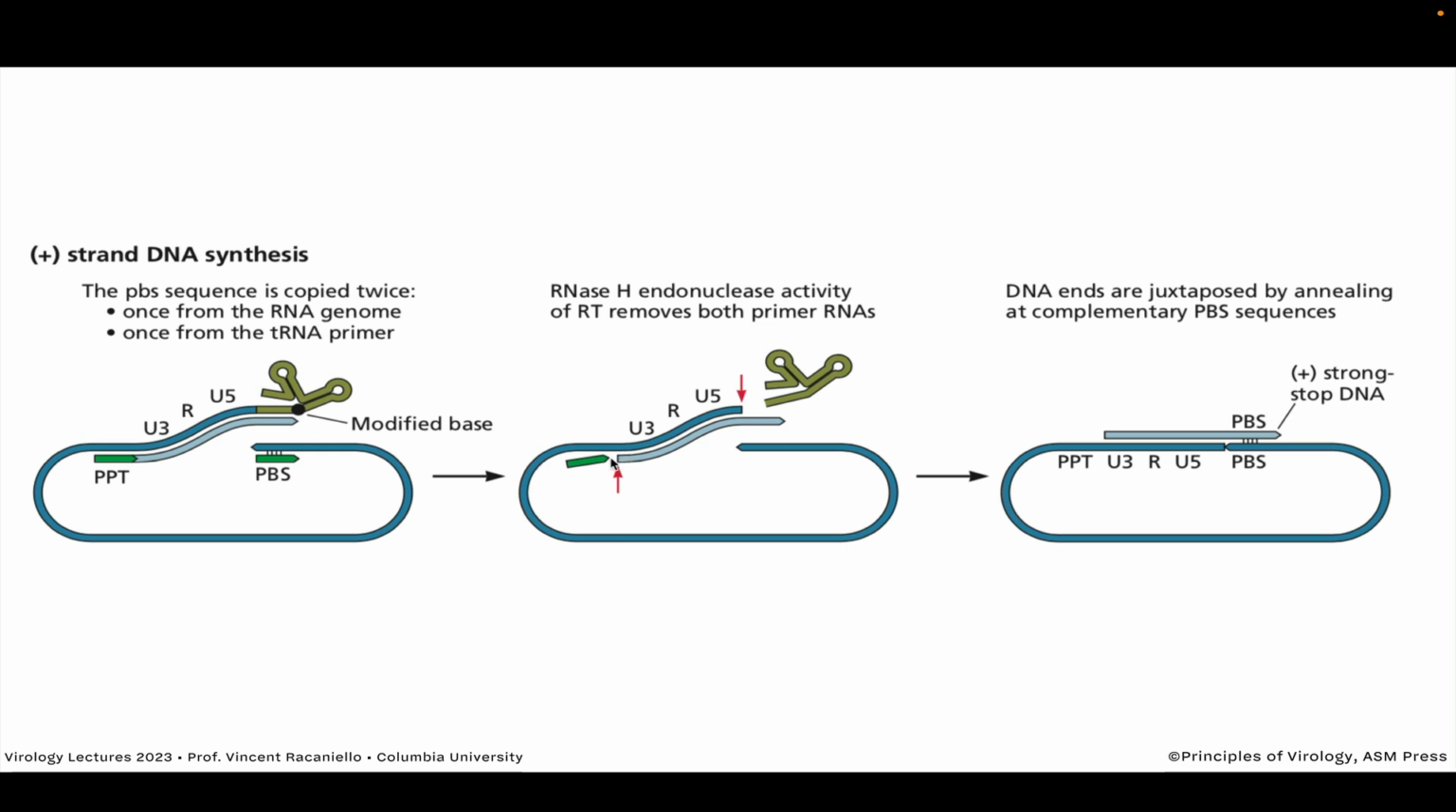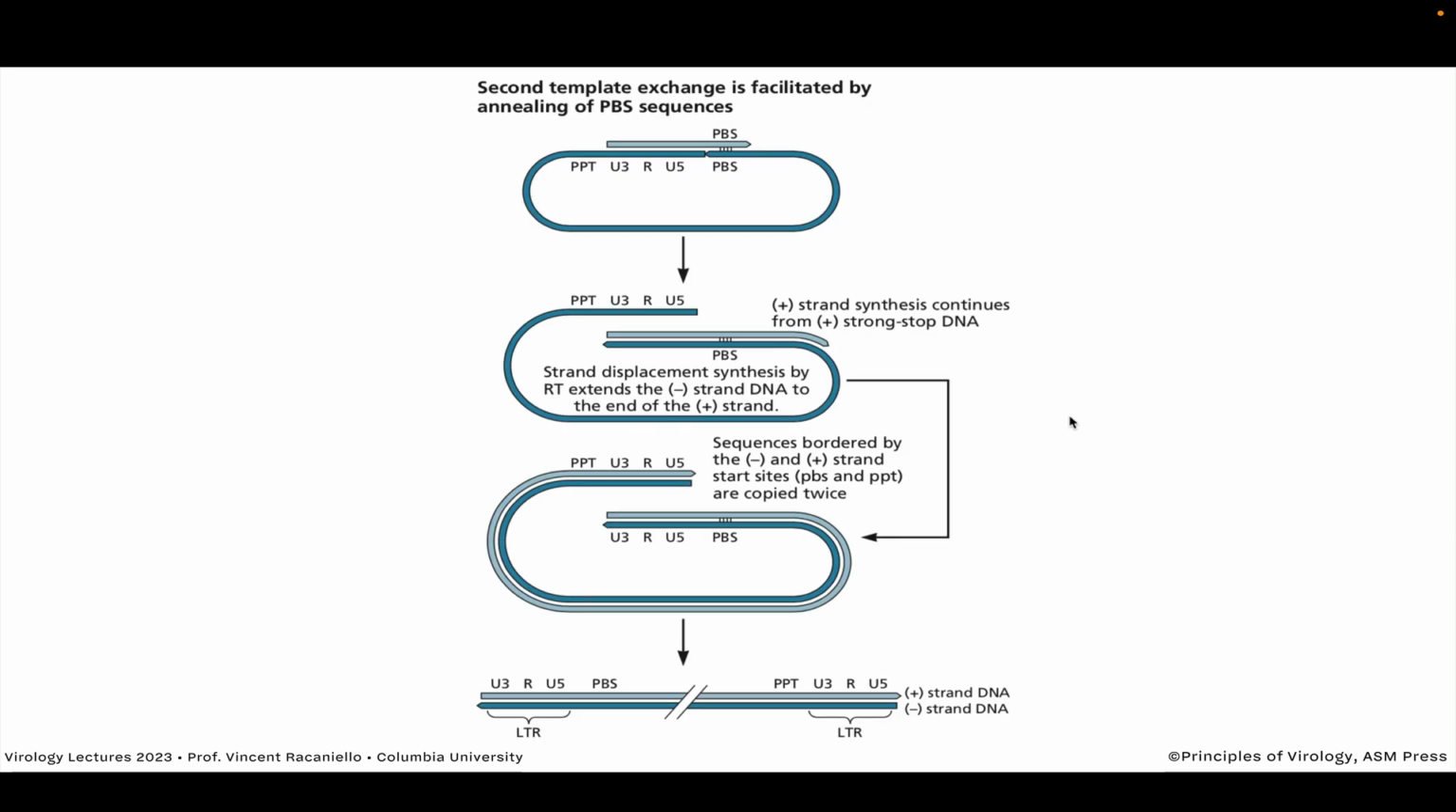The RNA primers are removed. The RNaseH removes this primer, and it also removes the tRNA. And then the enzyme can continue filling in the rest of that plus strand. So this is called plus strong stop DNA. It can't go any farther than the tRNA until it anneals to the PBS on the first DNA strand that was made. Those are complementary. And so now these DNA ends are juxtaposed by annealing, and the enzyme can go around.